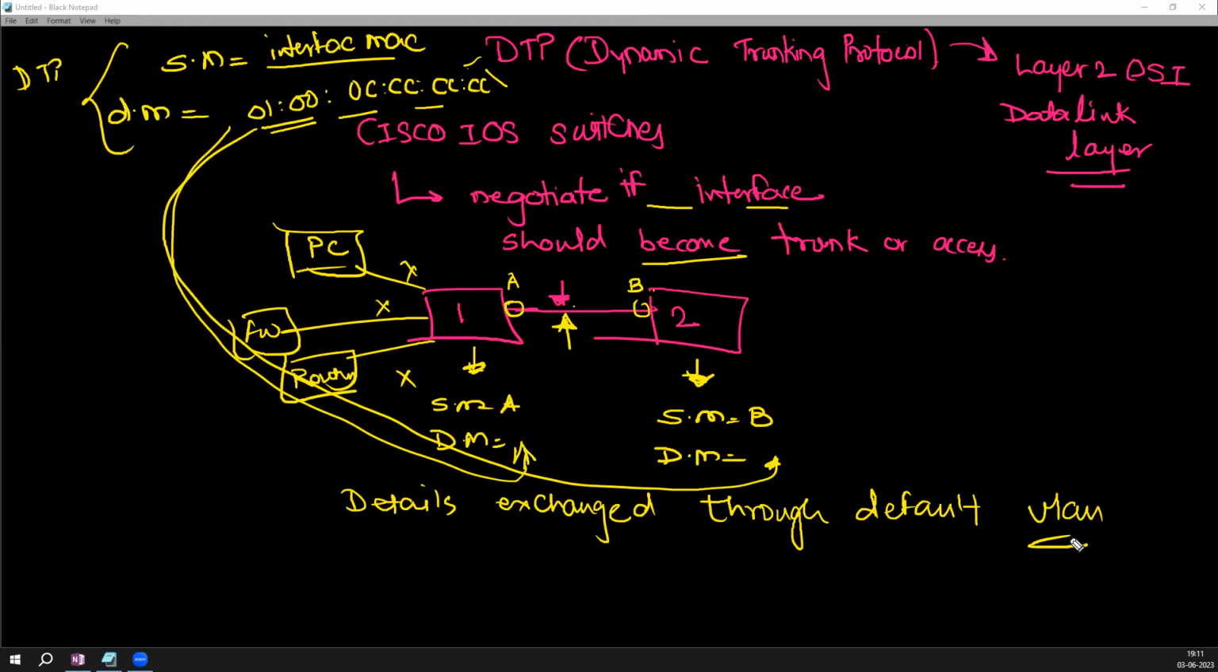All right, sir. Okay. Now let's talk more about it. What are the different types of modes in DTP? Should I clean this up? Yeah, sir, please go on. There are two types or two options, what you can say. One is dynamic auto.